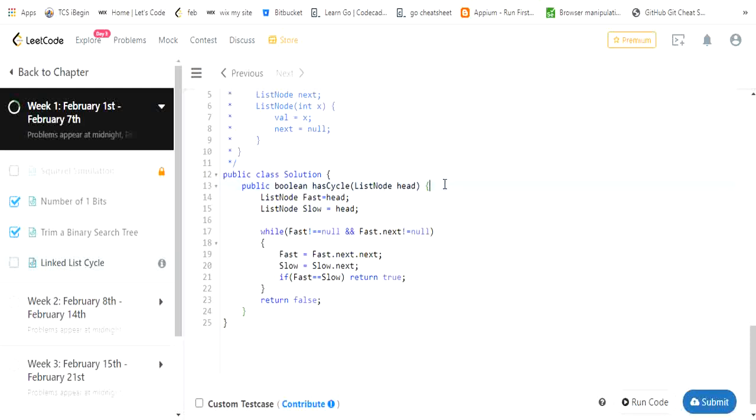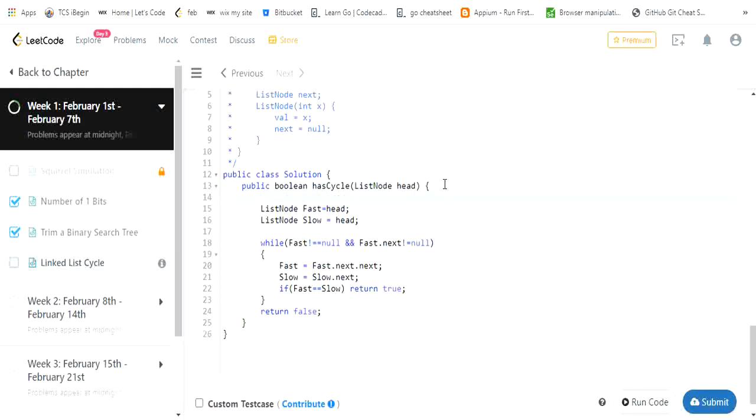Let's include the basic condition that straight away if head is equal to null or head.next is equal to null, then there exists no cycle. So directly we can return false.